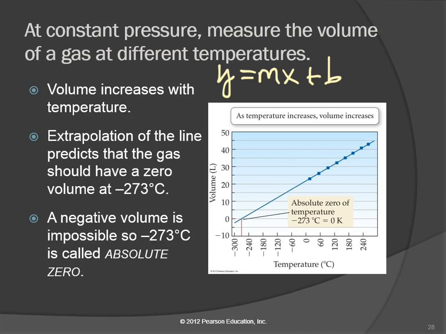Think about taking a sample of a gas and cooling it down and it gets smaller and smaller and smaller and smaller. Could it ever have a negative volume? No, negative volume is not possible.